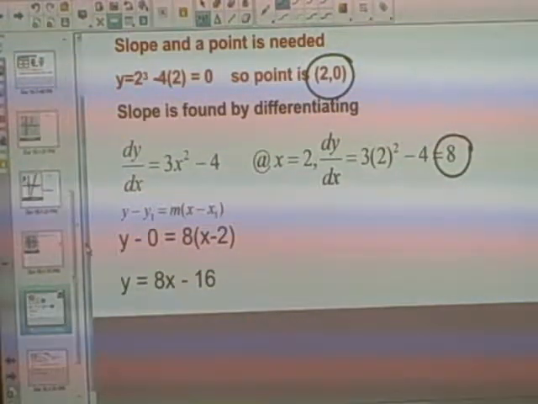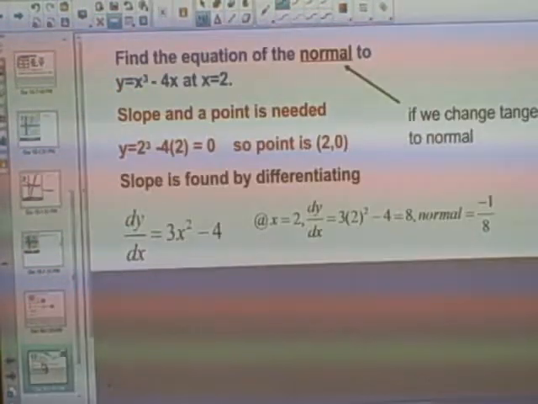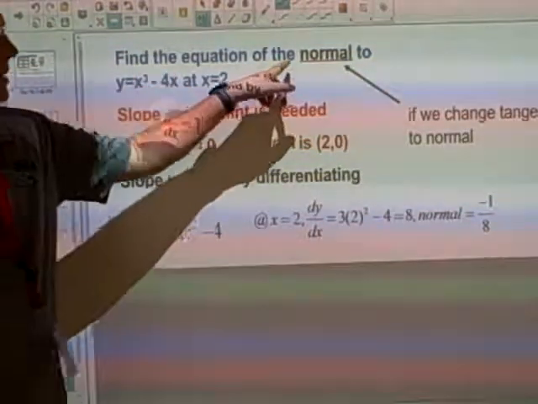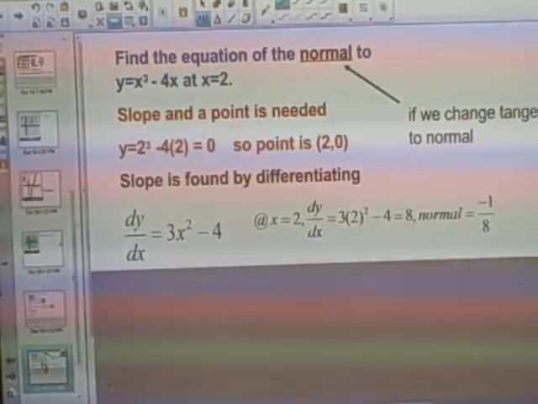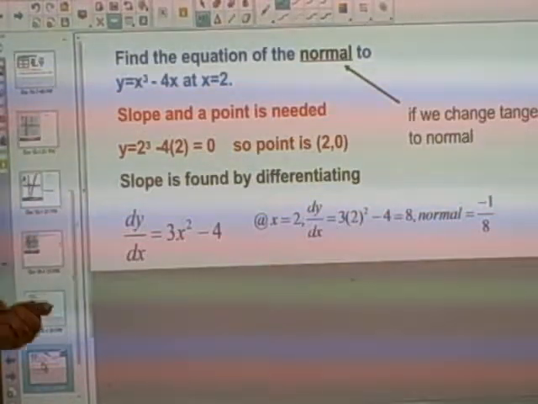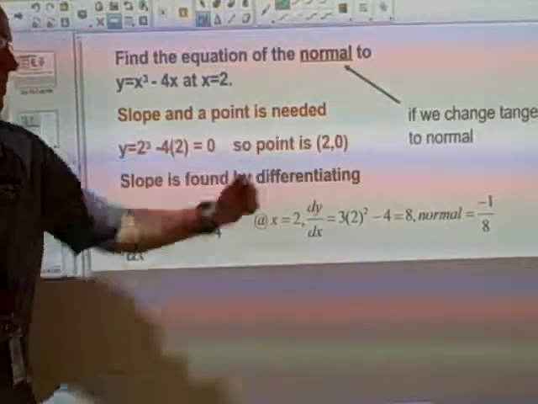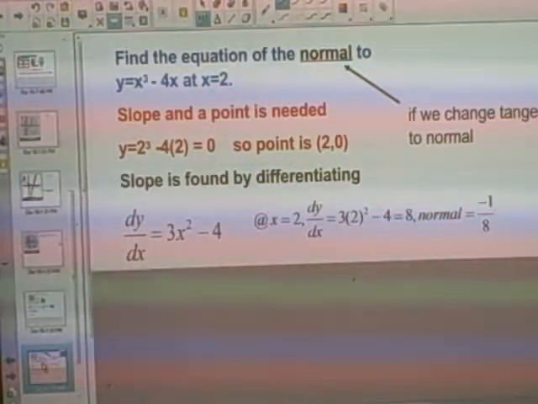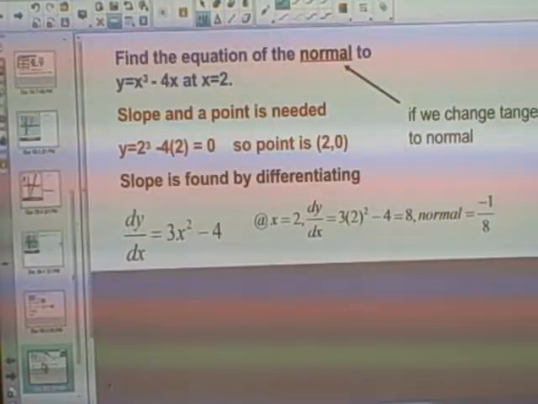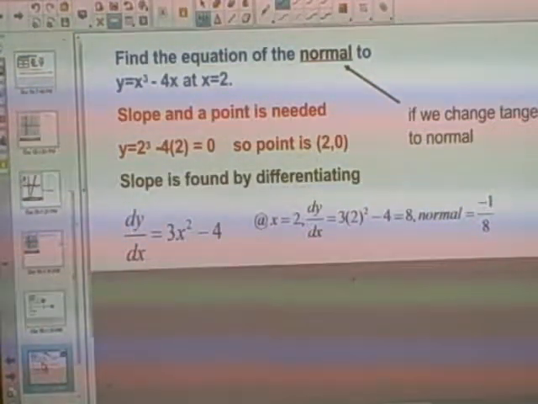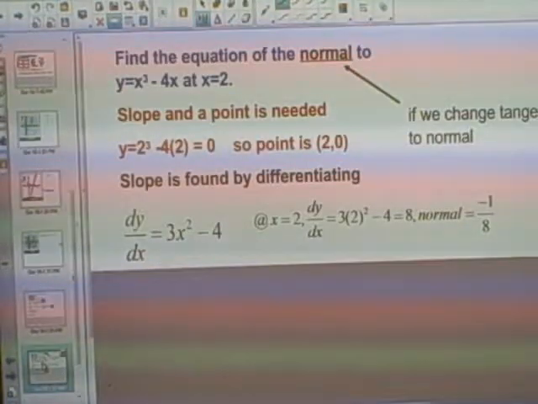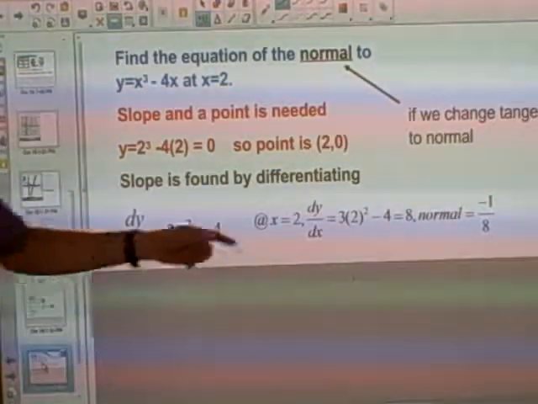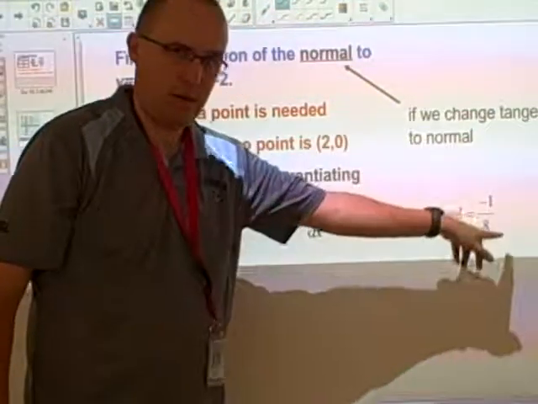Now, as we've already done the hard work for this, let's answer a similar question. What if I ask you, instead of tangent, I say normal? So that's the only difference. Now, it's the same information. You need a point, you need a slope. We already found the point. The slope this time, though, is, notice it's a normal, so it's perpendicular to the tangent. So if the slope of the tangent was 8, then the slope of the normal must be the negative reciprocal of that. So in other words, negative 1/8.